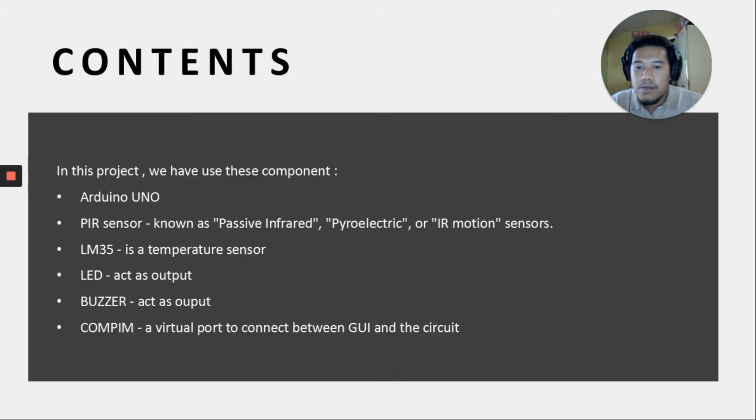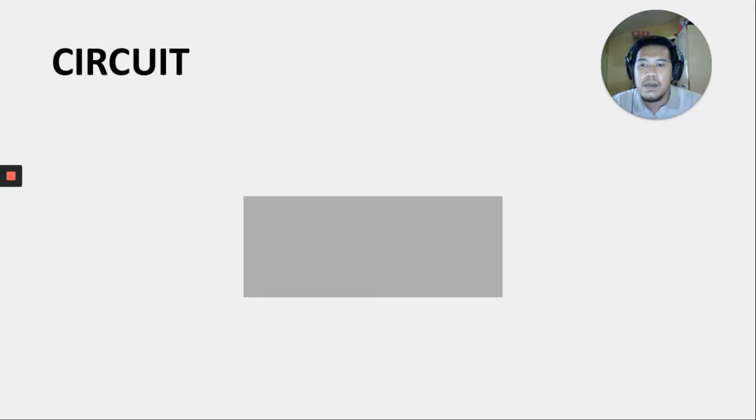In this project, we have used these components. We have Arduino Uno, PIR sensor, which is also known as passive infrared, pyroelectric, or IR motion sensor. We also have LM35, which is a temperature sensor. Next, we also use LED and buzzer to act as an output, and lastly we use COMPIM, which is a virtual port that connects between the GUI and the circuit.